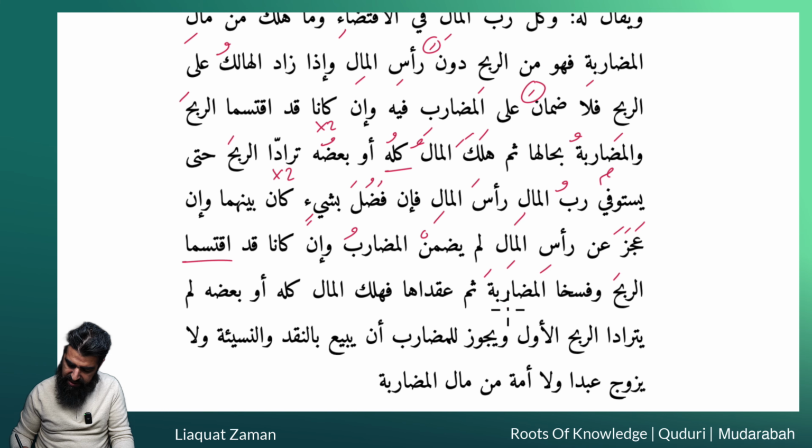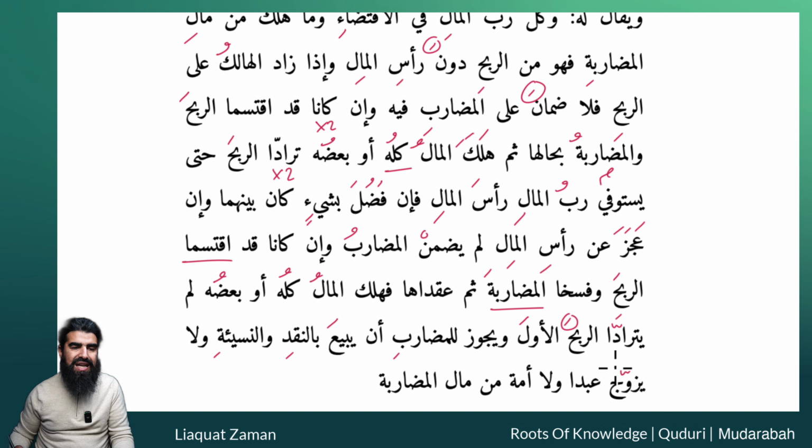وفسخ المضاربة مفعول به again. ثم عقداها فهلك المال كله, again this is تأكيد. لم يتراد الربح مفعول به الأول. ويجوز للمضارب أن يبيع بالنقد والنسيئة ويزوج عبدا ولا يزوج عبدا ولا أمة من مال المضاربة.